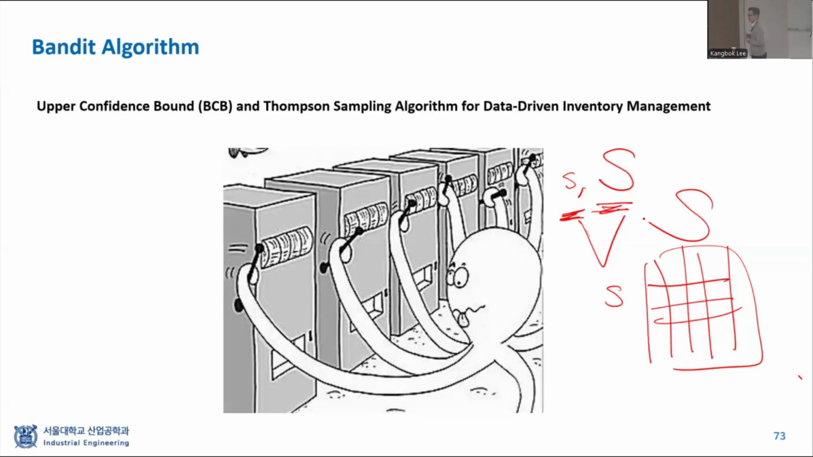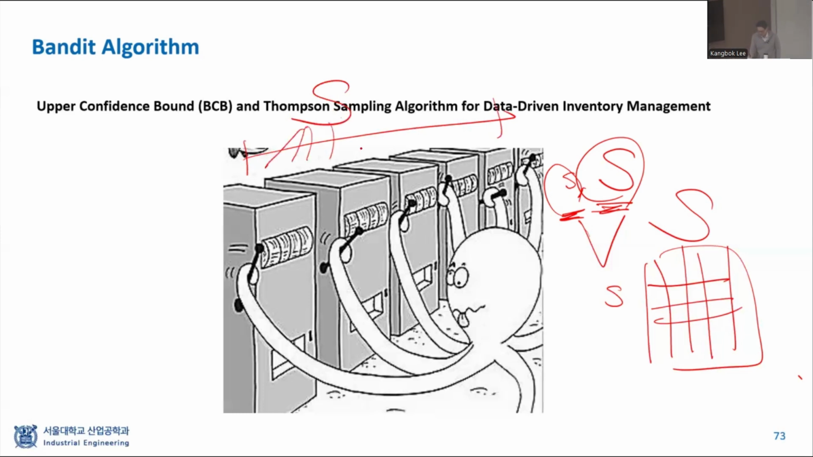Does it have some similarity with our (s, S) parameter optimization? Kind of, because each slot machine can correspond to some value of, for example, large S. So you gotta know which value of your S becomes the optimal. That's the similarity, but this is not the same problem.